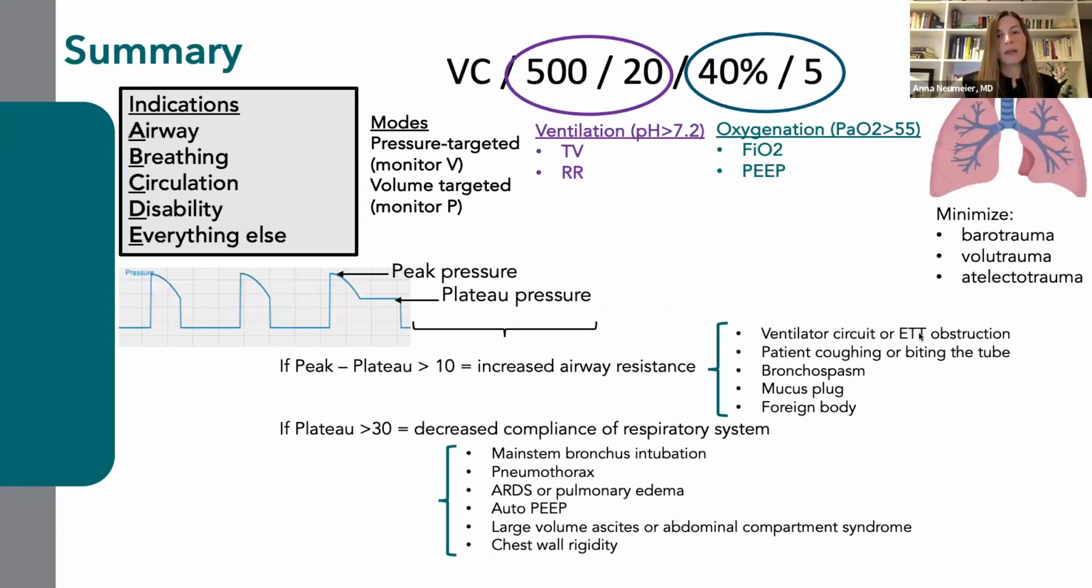So in summary, as a reminder, the indications for mechanical ventilation and intubation can be summarized using the ABCDE framework. When you're setting your ventilator modes, you can choose either pressure-targeted or volume-targeted modes. Your parameters should be guided to maintain ventilation as well as oxygenation. To maintain ventilation, you should adjust the tidal volume and respiratory rate. And to maintain oxygenation, you should adjust the FiO2 and PEEP, while ensuring that your settings are minimizing barotrauma, volutrauma, and atelectrauma. In volume-targeted modes, you must monitor the peak pressures.